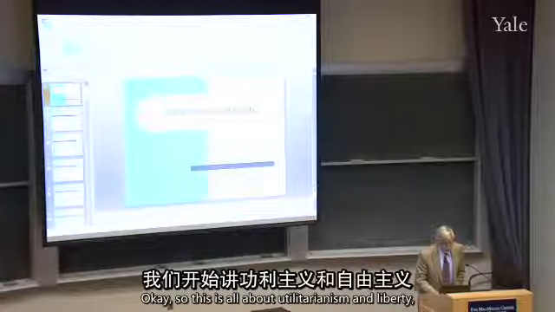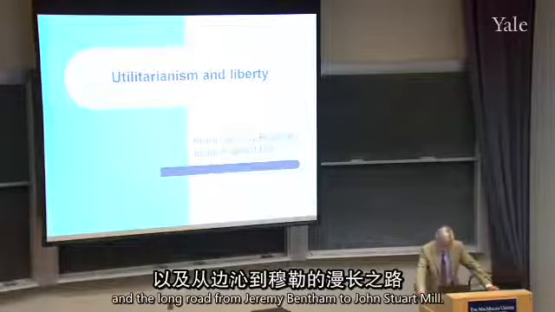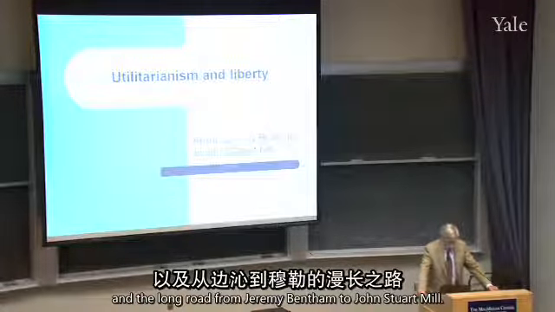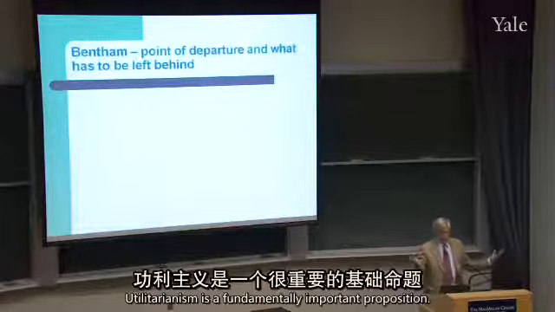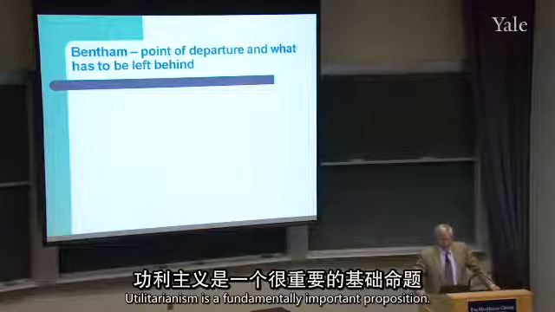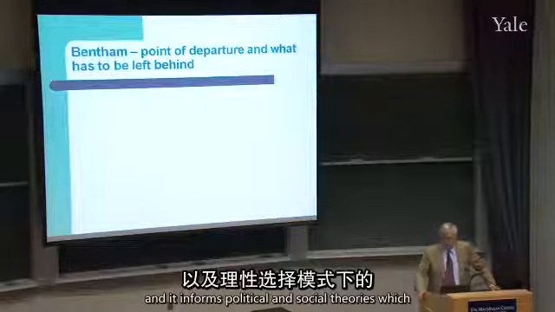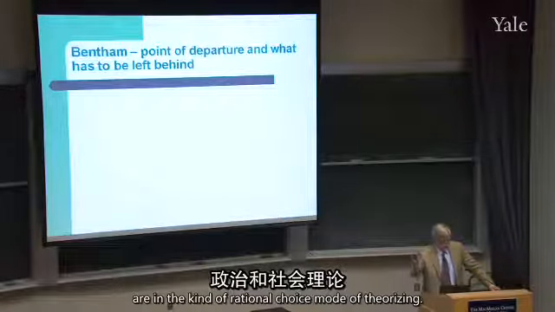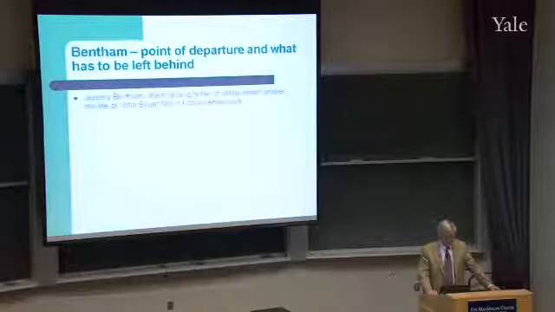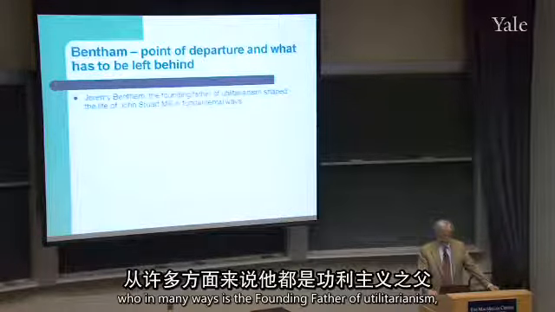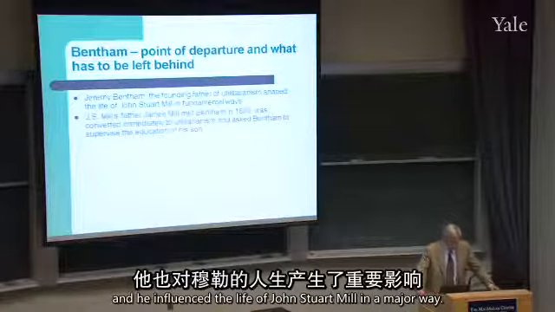Okay, so this is all about utilitarianism and liberty, and the long road from Jeremy Bentham to John Stuart Mill. Utilitarianism is a fundamentally important proposition. It informs modern economic theory, and it informs political and social theories which are in the kind of rational choice mode of theorizing. And the point of departure is Bentham, who in many ways is the founding father of utilitarianism, though he never used the term, and he influenced the life of John Stuart Mill in a major way.